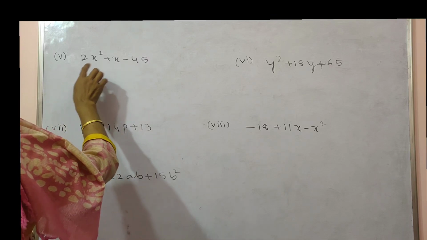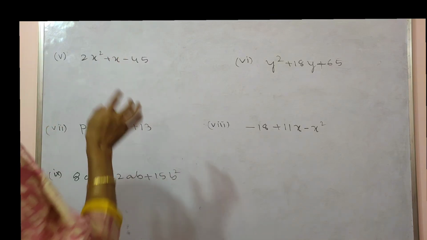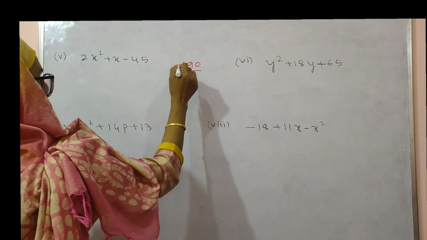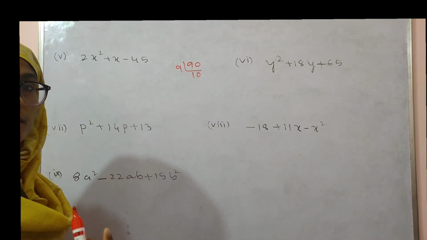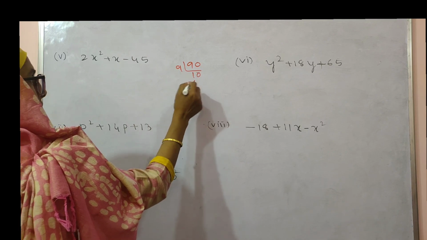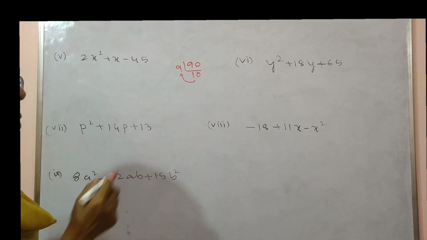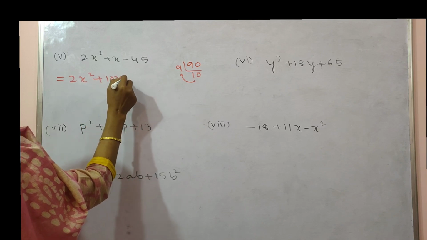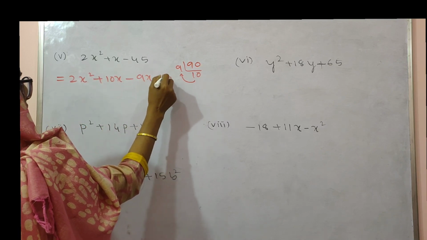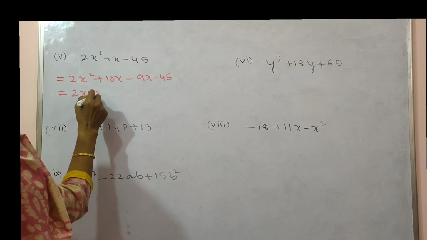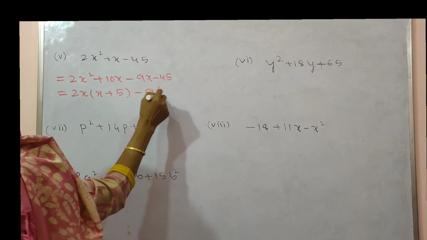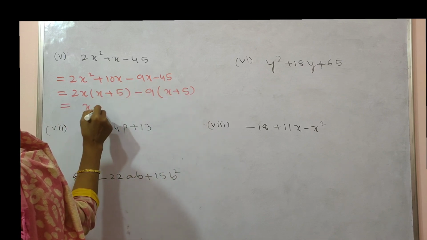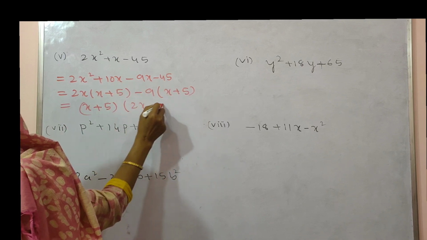Number 5, 2x square plus x minus 45. You have to multiply 2 into 45, you will get 90. So factorize this. 9 into 10 you can write 9 into 90. And here minus 10 minus 9, you will get 1. So write 2x square plus 10x minus 9x minus 45. So take common 2x, x plus 5, and minus 9 common, x plus 5. Again x plus 5 common. So write x plus 5, 2x minus 9.